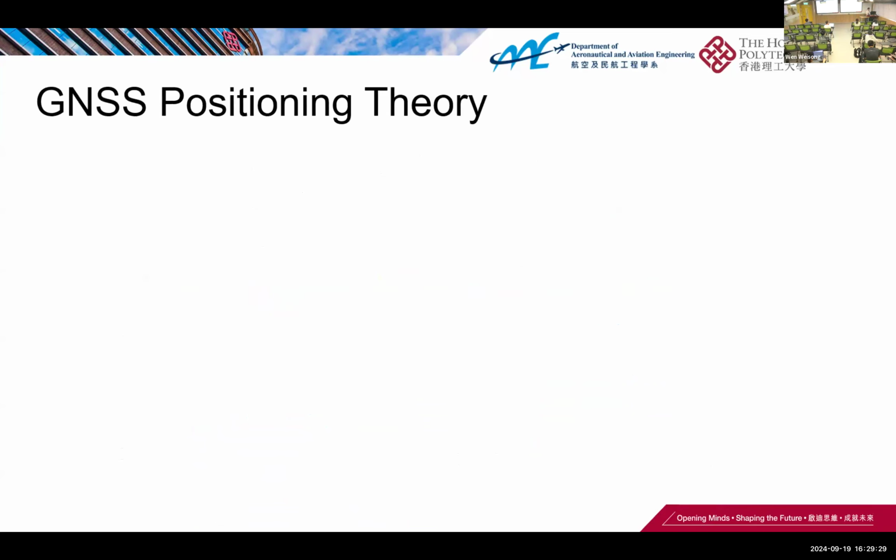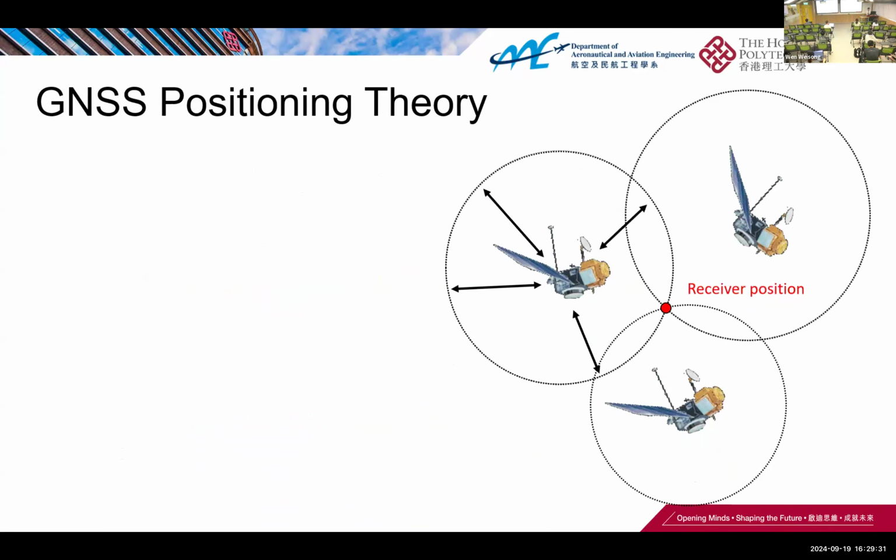Okay, so let's look into the base principle. In the very first lecture, we will talk a little bit about the theory of the GPS. Let's recap this quickly. For example, this is a satellite. The position of the satellite is a known variable, and the distance from the satellite to the receivers is also a known variable.